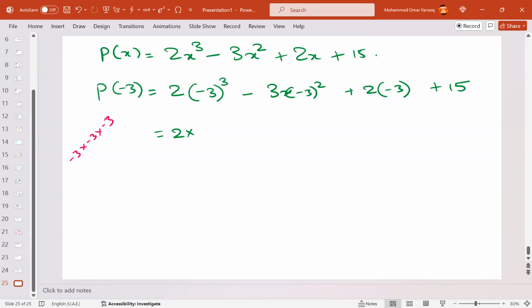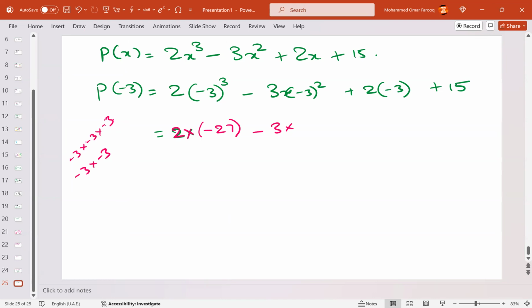Don't write it please, minus 9. Okay, minus into minus into minus, minus. 3 3s are 9, 9 3s are 27. Be careful while writing this. Minus 3 times minus 3 whole square. Minus 3 into minus 3.